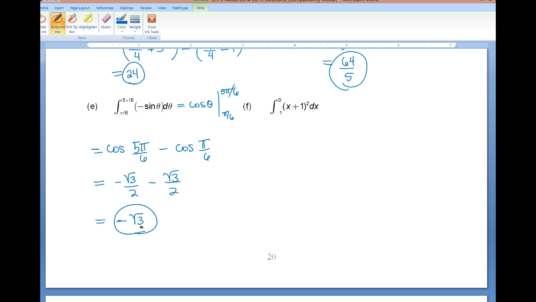Okay, this one is a composition of functions, which needs something called U substitution, which we're not learning until chapter 6. So the only way that you can do this at this point would be FOIL. It's not that bad. So what do we have? x squared plus 2x plus 1. So x to the third over 3 plus x squared.